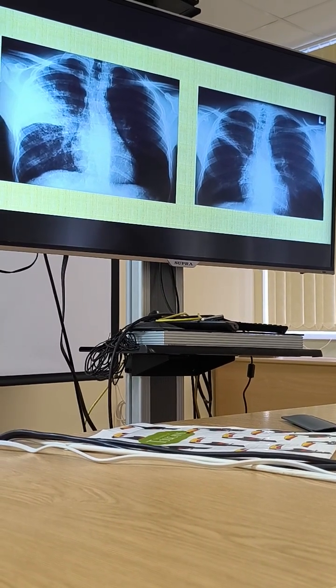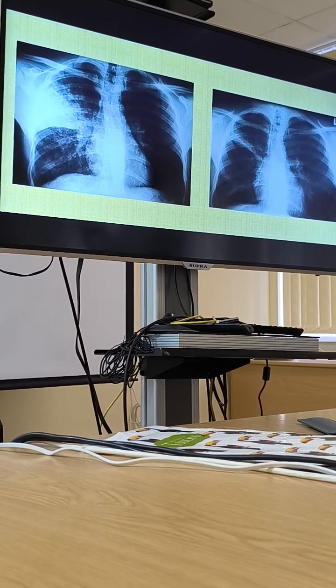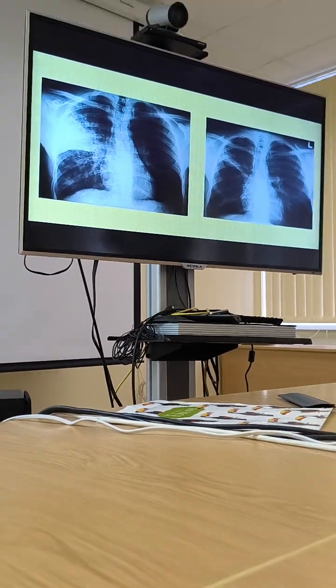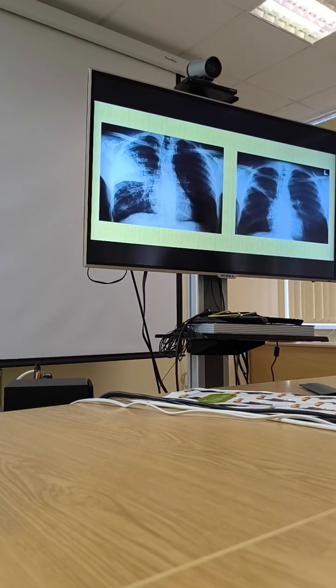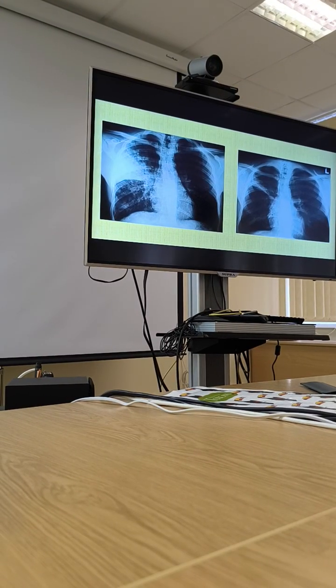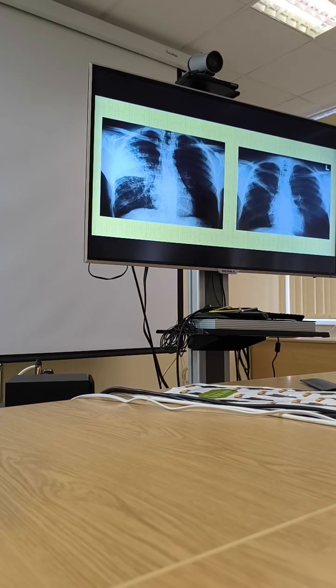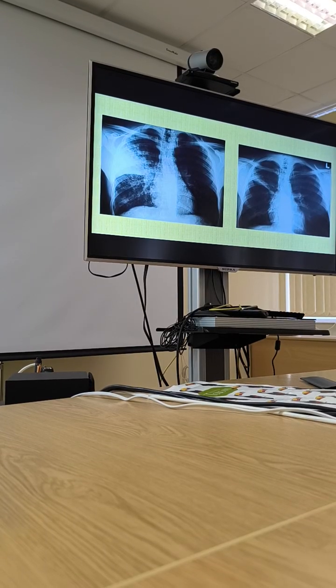Yeah, and central cancer sometimes does like this. We cannot see it directly. We just see the consequences, and the consequences were bad ventilation of the segment, pneumonia, and when no pneumonia, atelectasis. So this is how it usually works.